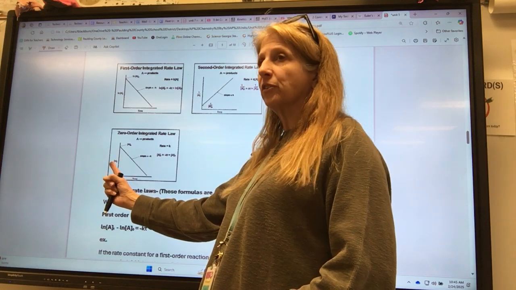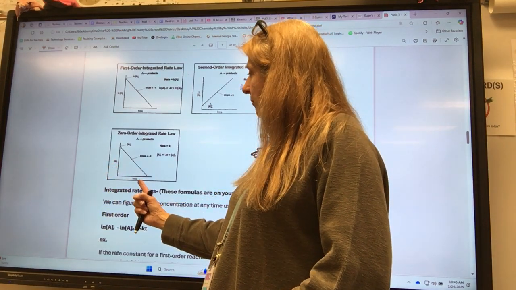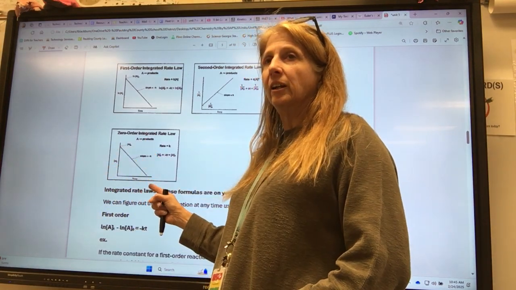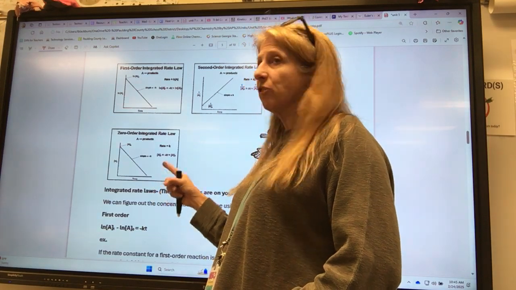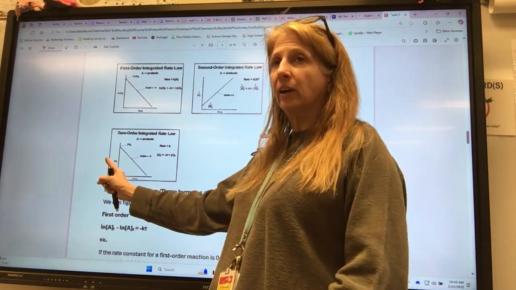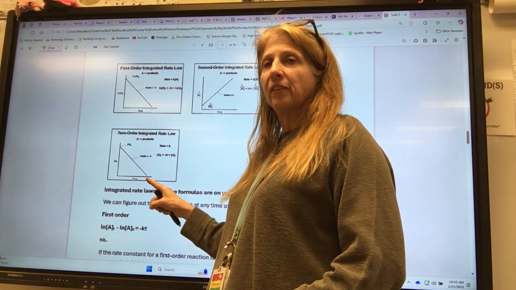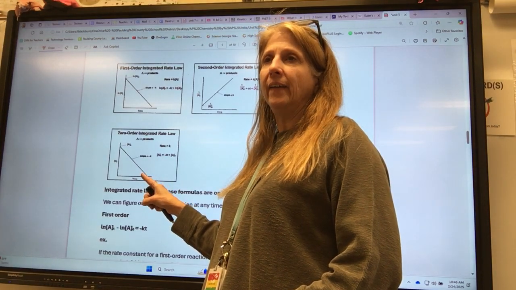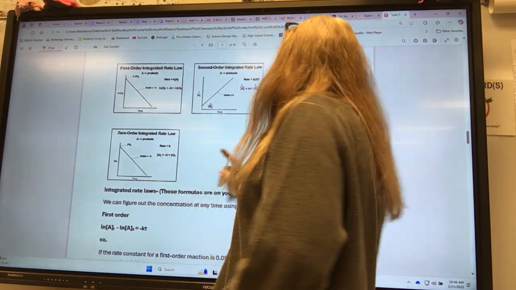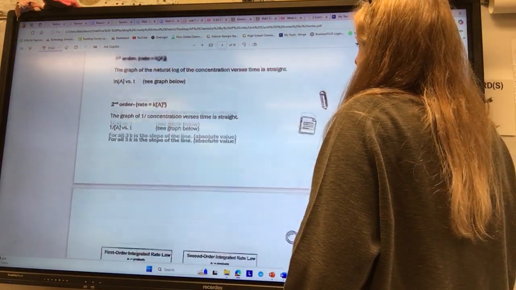Do you see how concentration's over here, time's over here? See how it's a straight line? If you see this graph with concentration over here, time over here, straight line, it is 0 order. This is a matching question. Okay, everybody good so far? Okay, let's look at the next one.